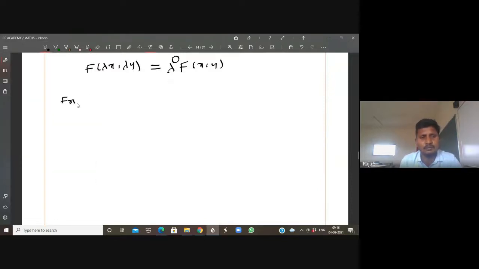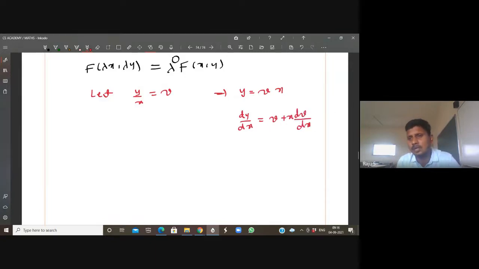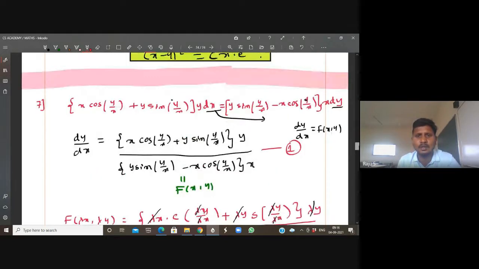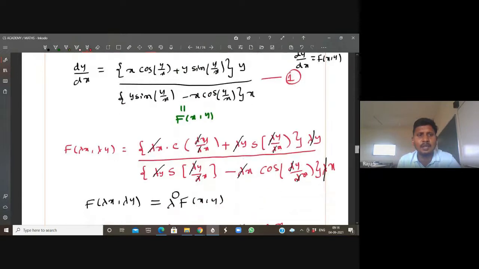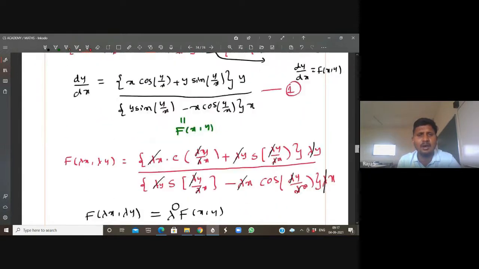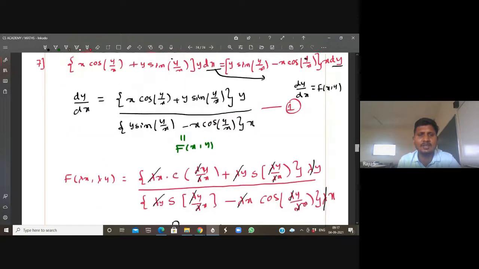From 1, I want to take directly y/x = v, which implies y = vx. Again, differentiate: dy/dx = v + x dv/dx, by the UV rule. Now in equation 1, you have to replace dy/dx by v + x dv/dx.